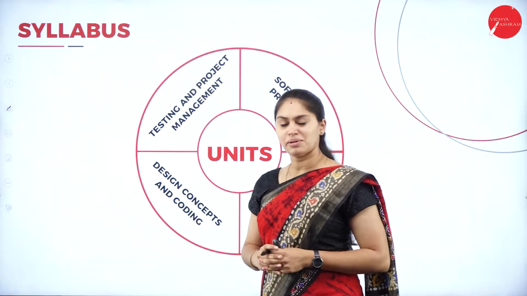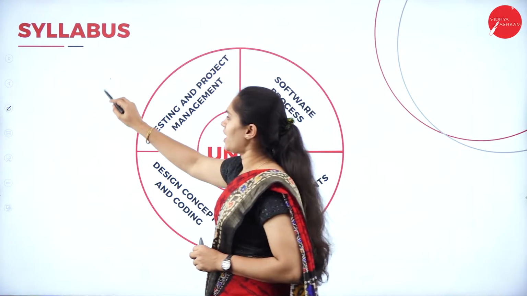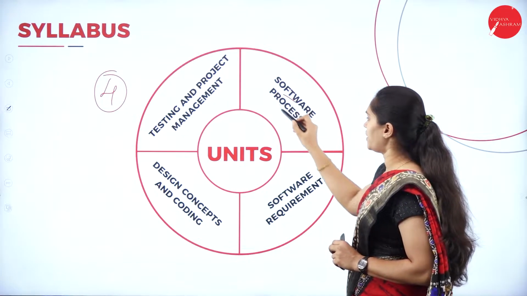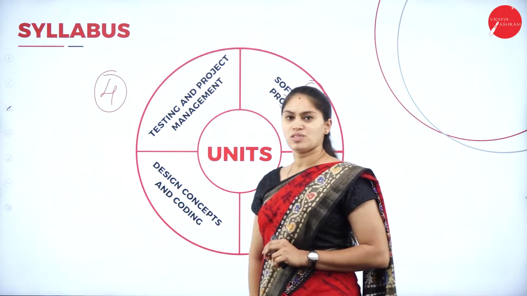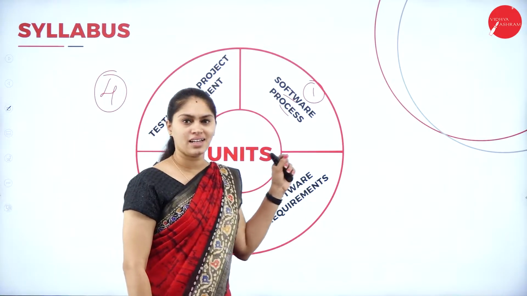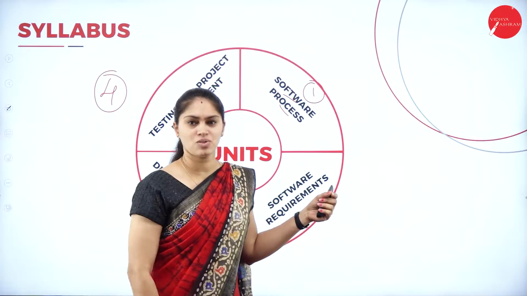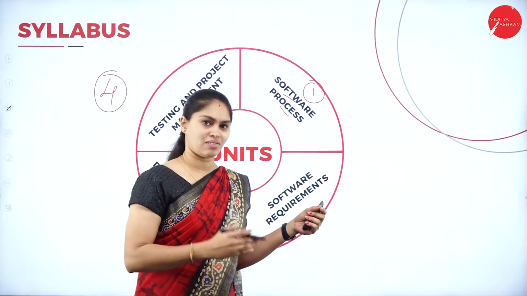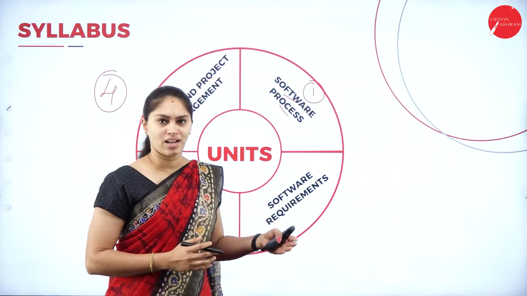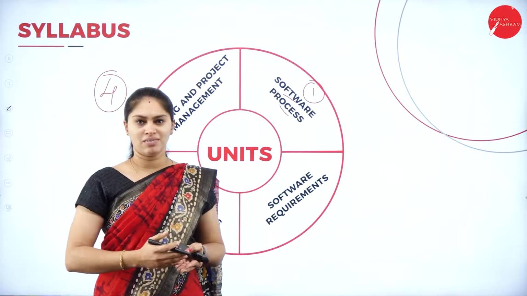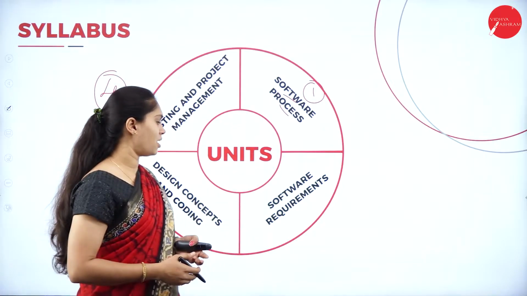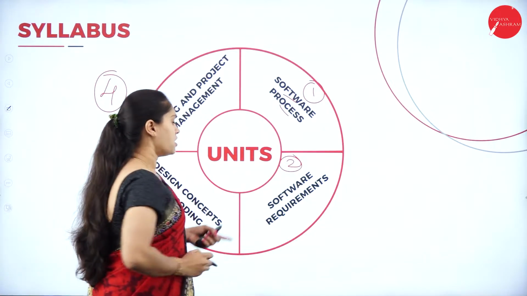When it comes to the syllabus or portions of the subject, in total you are going to have 4 units. The first unit is software process. In the software process, we are going to learn the introduction part of software. Along with that, we will be learning about the different types of models. Each model has its own advantages and disadvantages. In order to overcome the disadvantages of a previous model of developing software, we are going to evolve with another model. That is what software process is all about. And also we will be learning about software requirements.